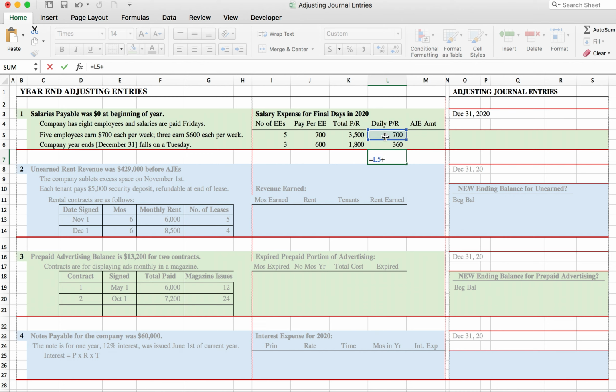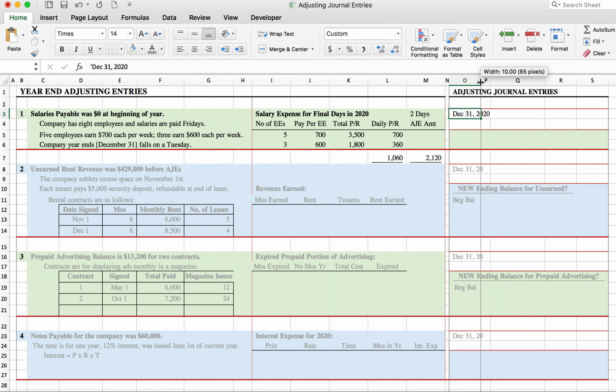700 plus 360. But because the year end actually falls on a Tuesday, I need 2 days for my adjusting journal entry amount. So how much is the salary expense for the last 2 days in 2020? It's going to be equal to 1,060 times 2, and it says 2,120.